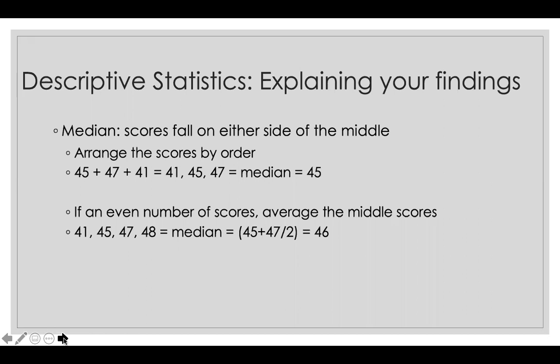If there is an even number of scores, then you take the average of the middle two scores. So we have arranged the scores in order, 41, 45, 47, and 48. And then the median is 45 plus 47 divided by 2, or 46.